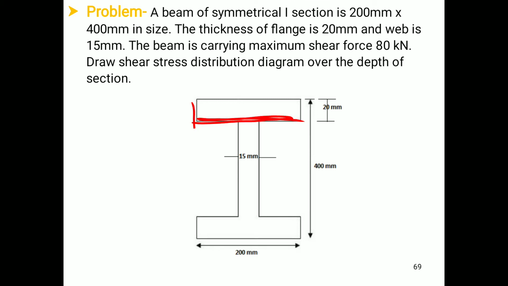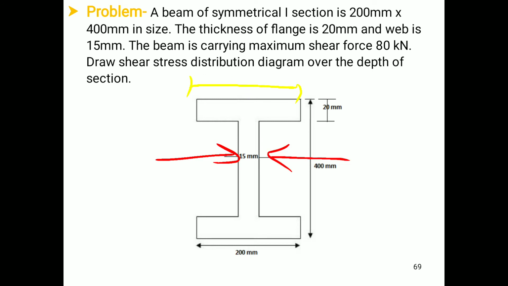For the entire flange, this particular part, we will show it by another color. This particular part is the bottom of flange, and this particular part is the top of web. The bottom of flange has a width equal to 20 mm, whereas the top of the web has a width equal to 15 mm. This is the very important concept where we have to find out the value of shear stress.